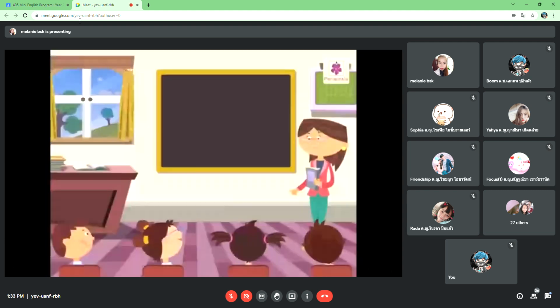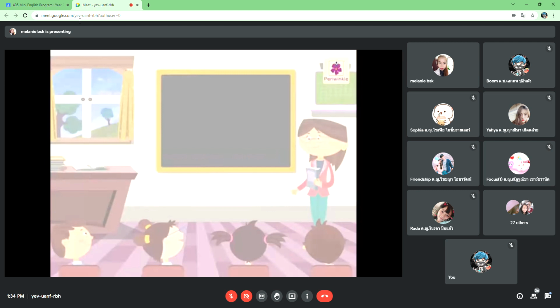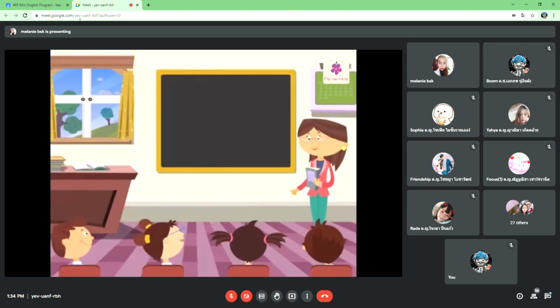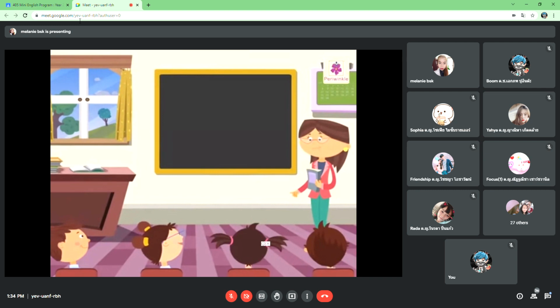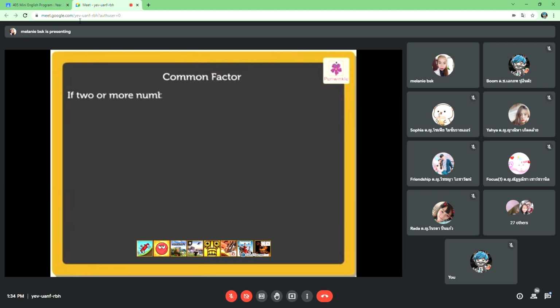Today, let us learn about the highest common factor, also called HCF. We have already studied factors. Now, let us understand the meaning of the term common factor. If two or more numbers have the same numbers as their factors, those factors are called common factors.